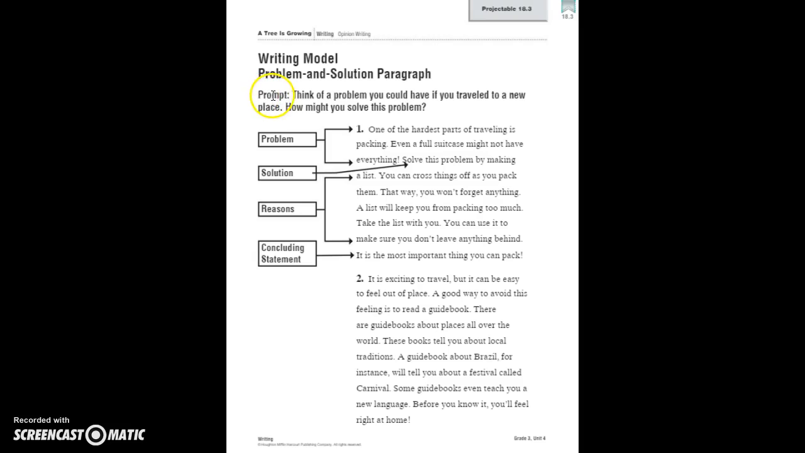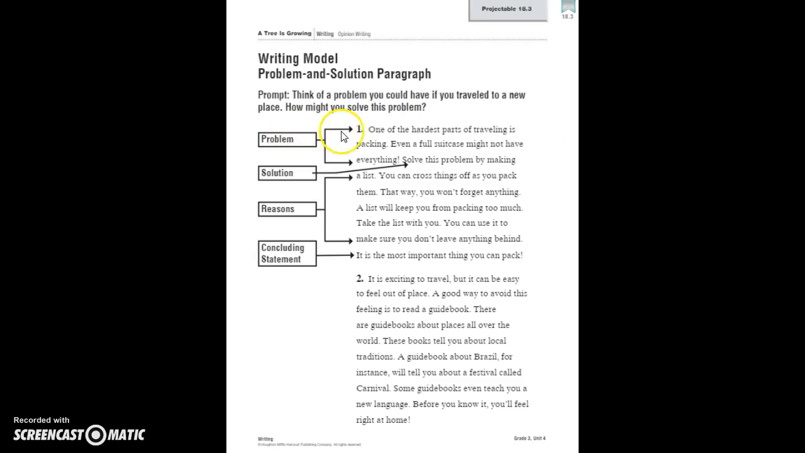For this example, the prompt is to think of a problem you could have if you traveled to a new place. How might you solve this problem? One of the hardest parts of traveling is packing. Even a full suitcase might not have everything. Solve this problem by making a list. You can cross things off as you pack them. That way you won't forget anything. A list will keep you from packing too much. Take the list with you. You can use it to make sure you don't leave anything behind. It's the most important thing you can pack.